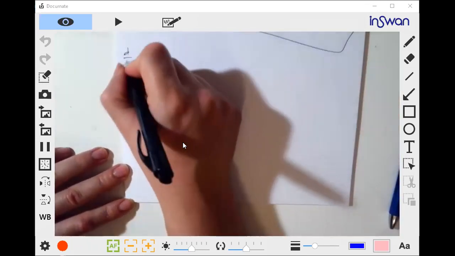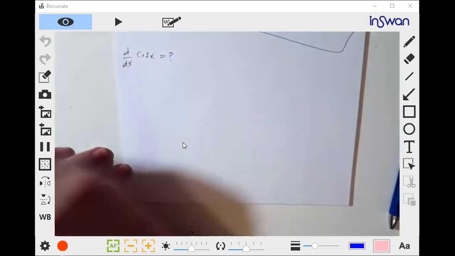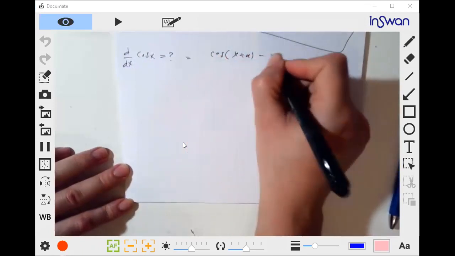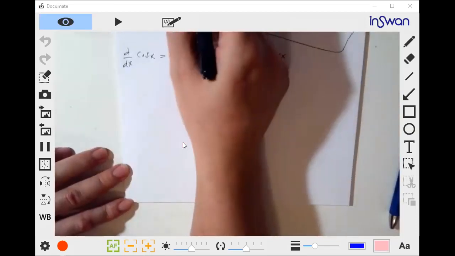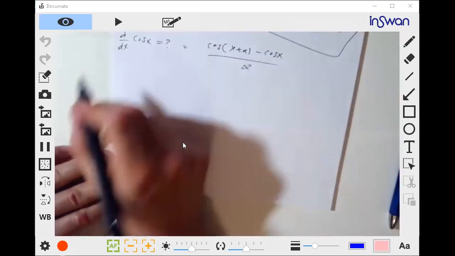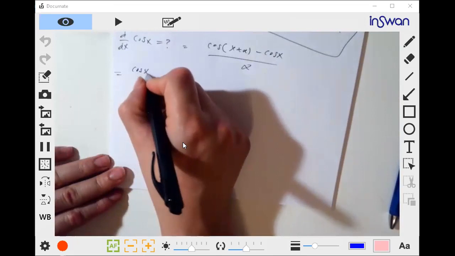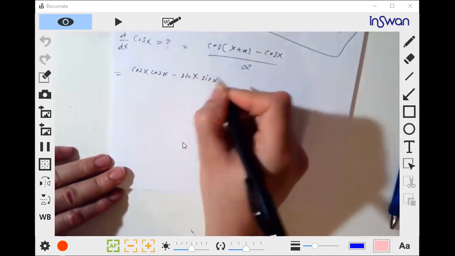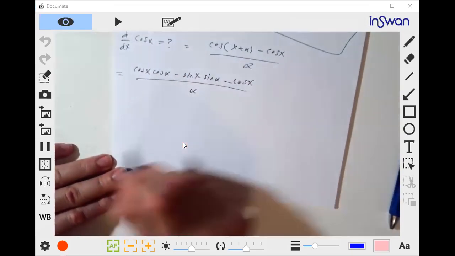So what is the derivative of cosine of x? Well, that's equal to cosine of x plus alpha minus cosine of x all over alpha. And we can use the cosine sum of angles formula. So this becomes cosine of x cosine of alpha minus sine of x sine of alpha, minus this cosine of x, all over alpha.